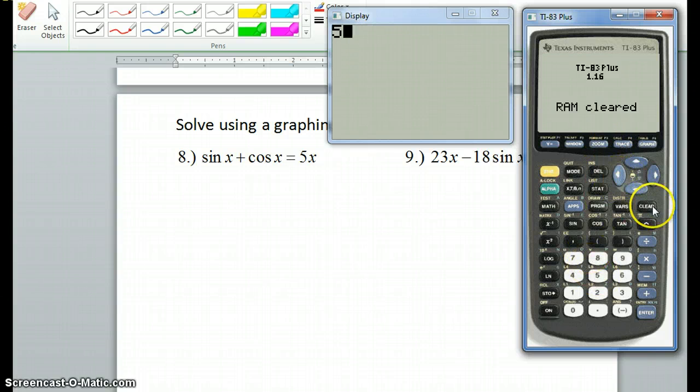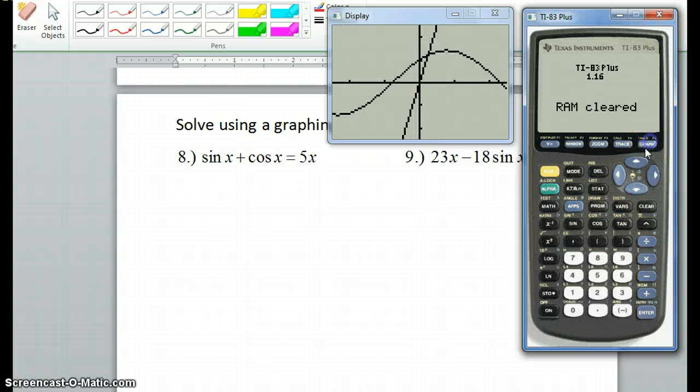Oops. Clear. Let me go back and do that again. Second, you're going to select option 5. Alright, so now notice it says right here, first curve. So the calculator wants to know what's your first curve. And that's going to be our first curve, the one that it's on right now, which is the sine plus cosine curve. So you're going to press enter.